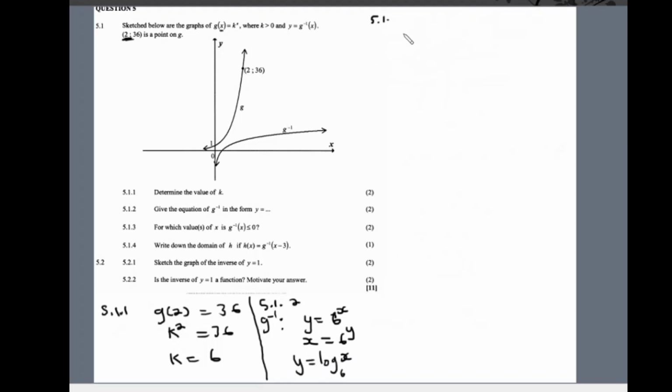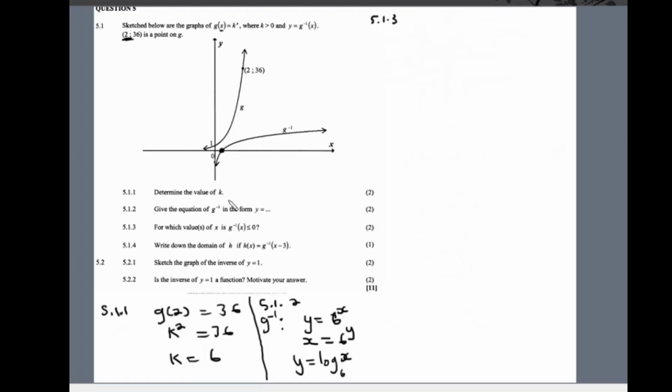Okay, and then 5.1.3, they want us to determine the values of x for which the inverse function is less than or equals to 0. Notice that the inverse function is this one, right? It is equals to 0 at this point.